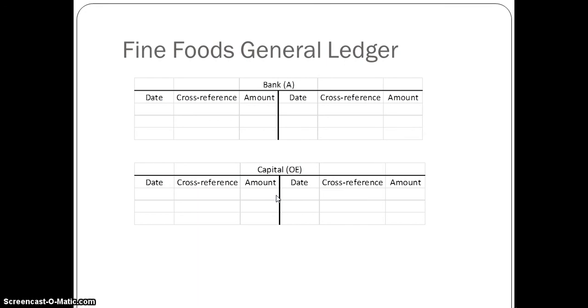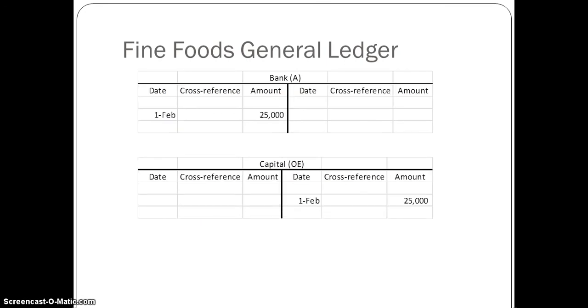So how are we going to post this entry? We've got our bank asset increasing. Alice has put $25,000 into the business, into their bank account, so bank is going to increase. And double entry rules state that every transaction has a twofold effect, and our debits will equal our credits. Capital has also increased because of this capital contribution that she's made, and capital is an owner's equity account, so we put a credit entry in. So debits on the left, credits on the right.